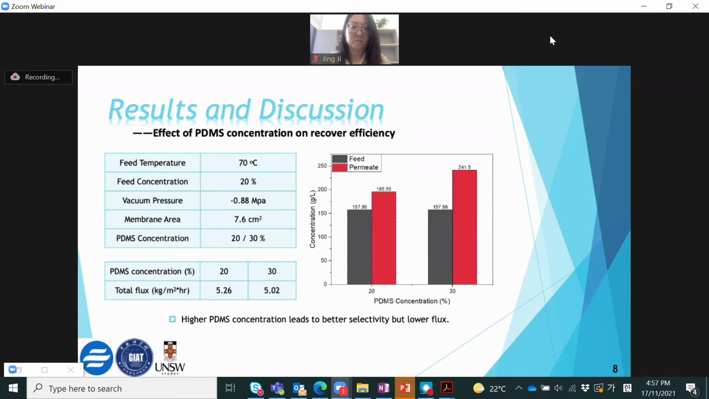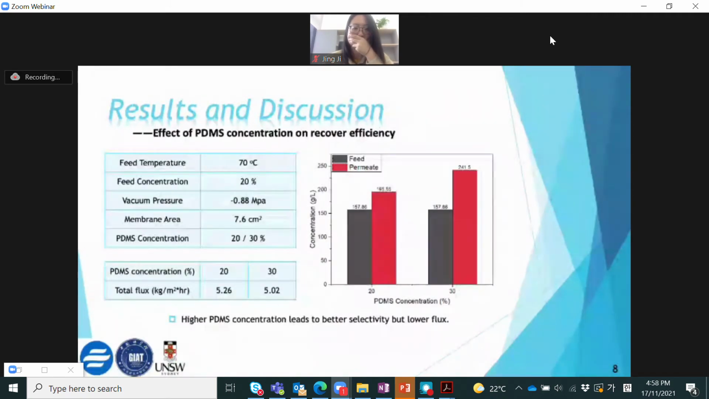So we first studied the effect of PDMS concentration on the ethanol recovery efficiency of the prepared membranes. Because the project is still in the initial phase and we are given limited time, we just use an ethanol-water mixture solution instead of real TCM wastewater to carry out the experiment. The initial alcohol concentration in the feed solution was fixed at 157.86 grams per liter, and the table on the top summarizes the experimental conditions of the PV test.